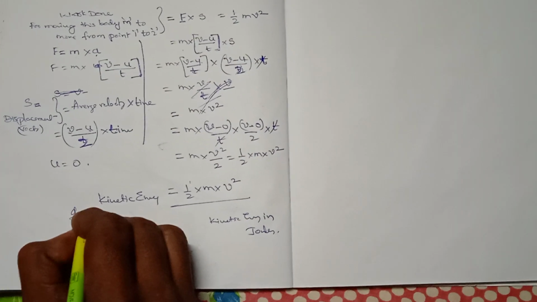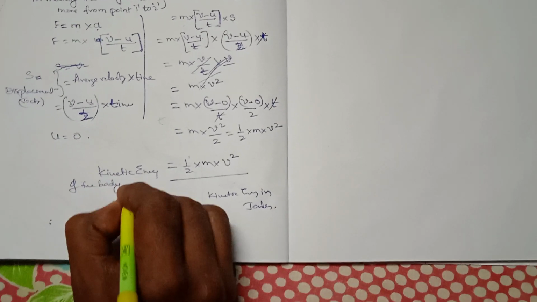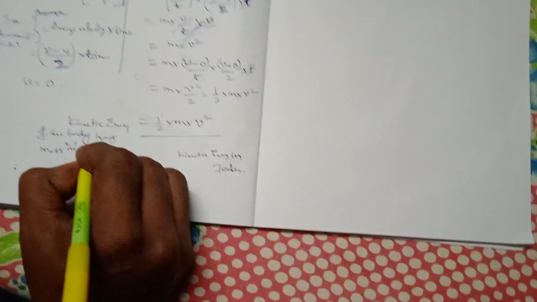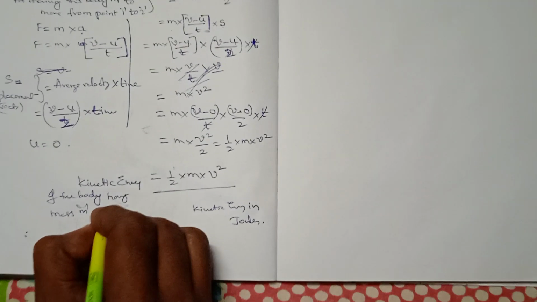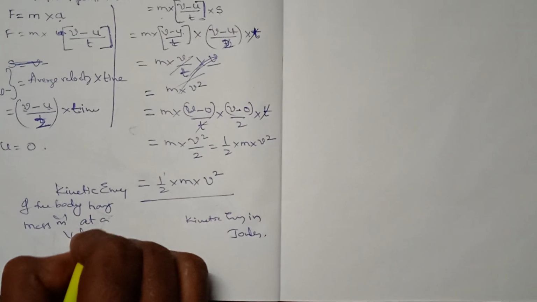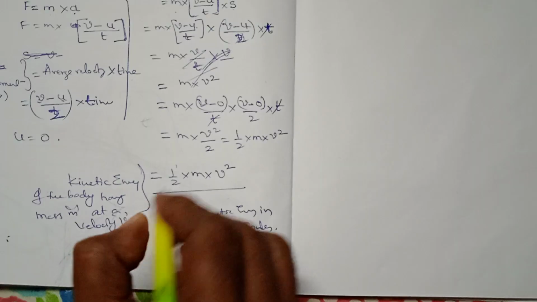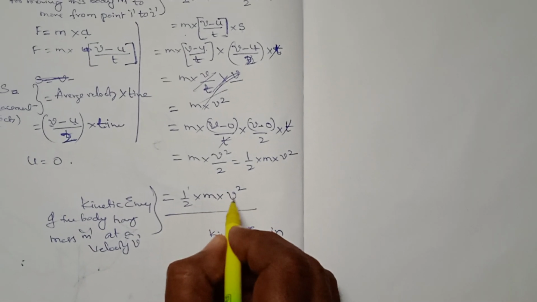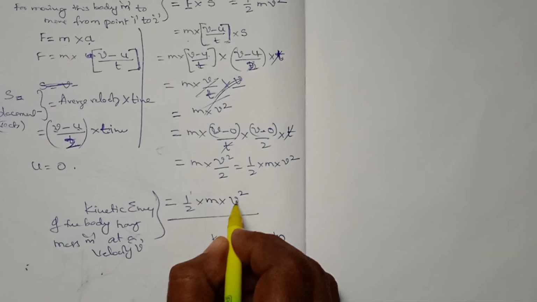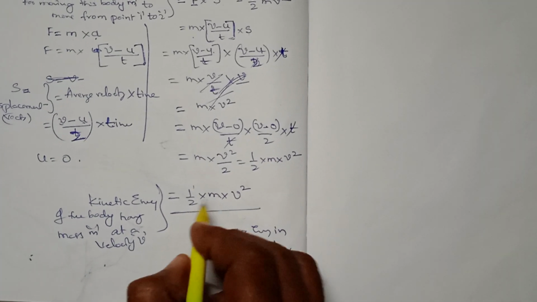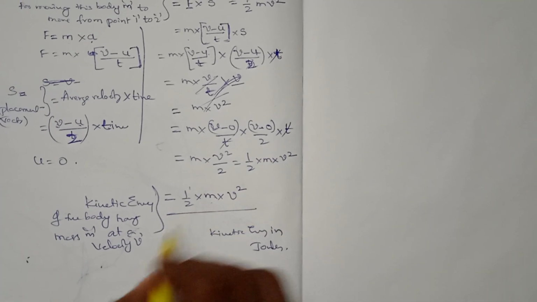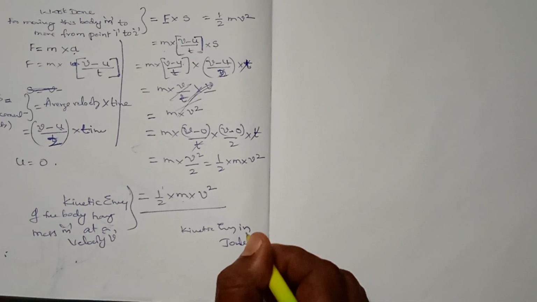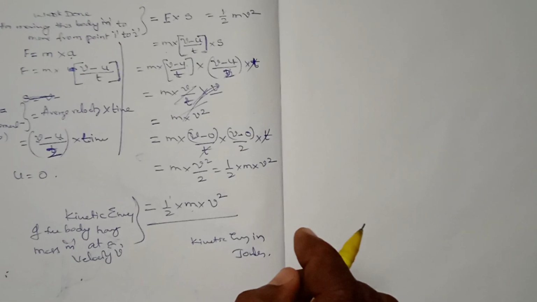The energy of the body having mass m at a velocity v is equal to half into the mass of the body into velocity square. Of course we are measuring this energy in joules. Okay, you got it.